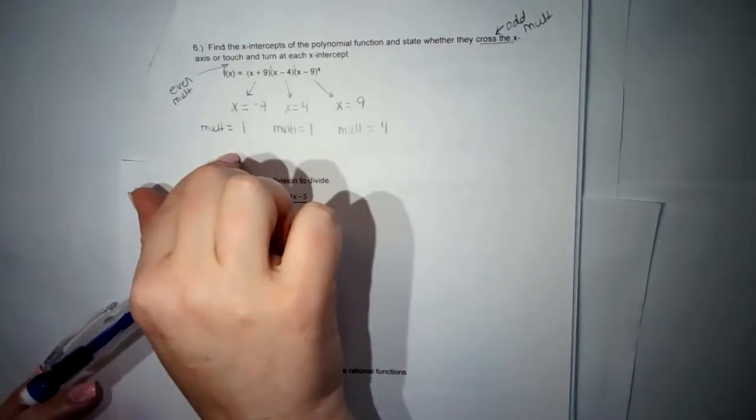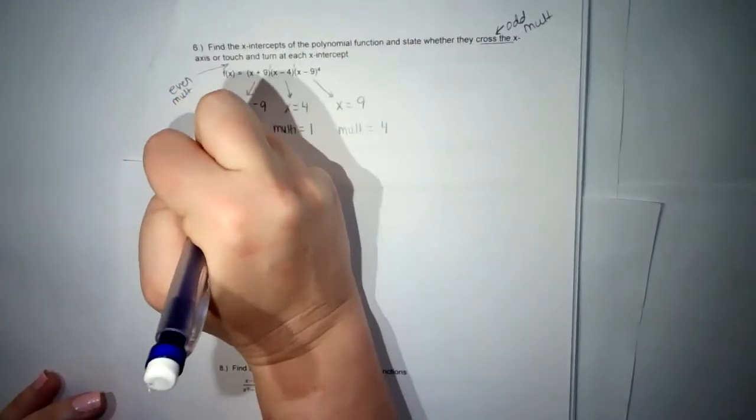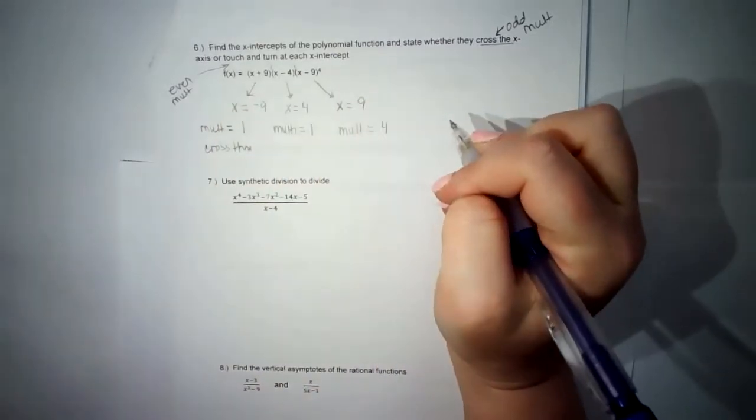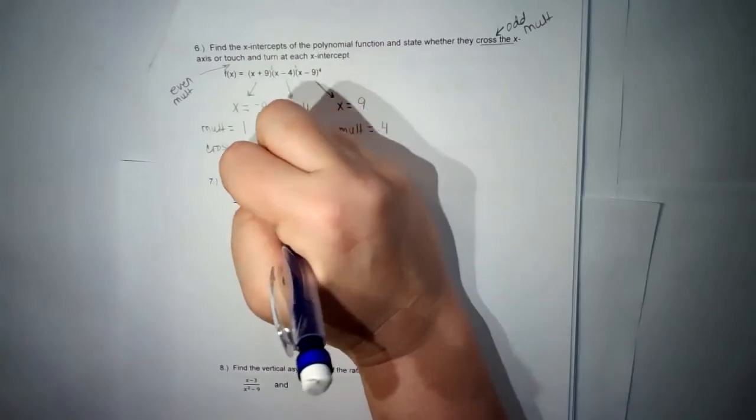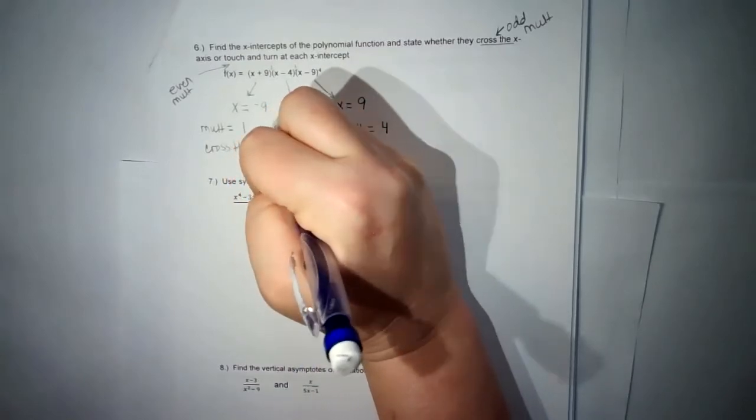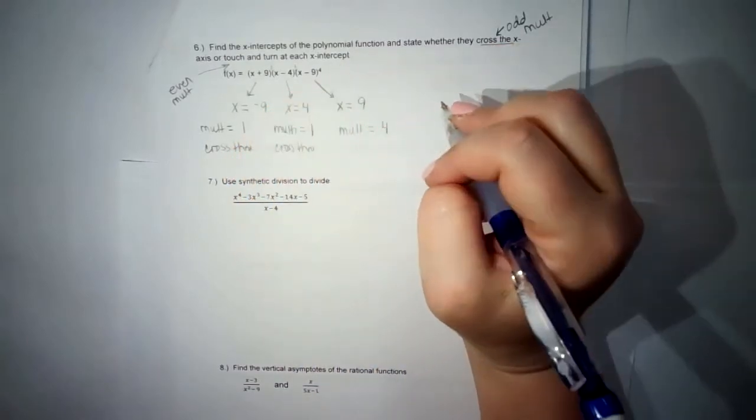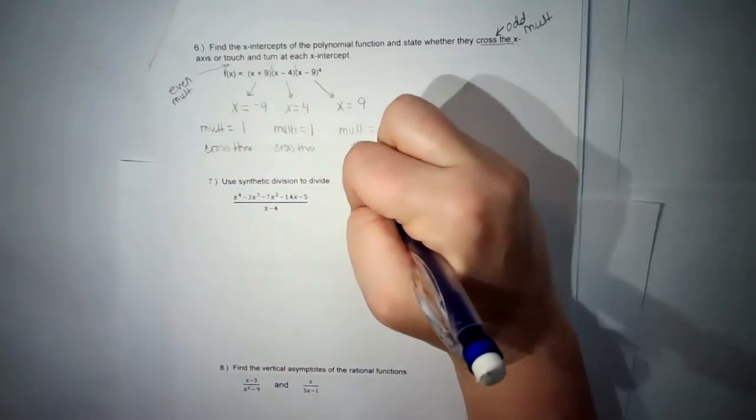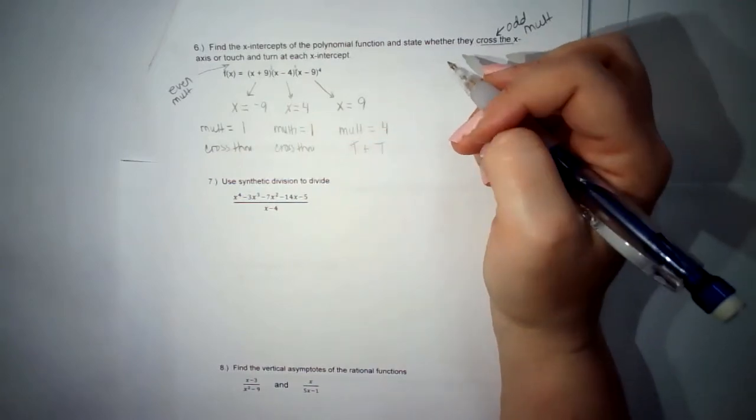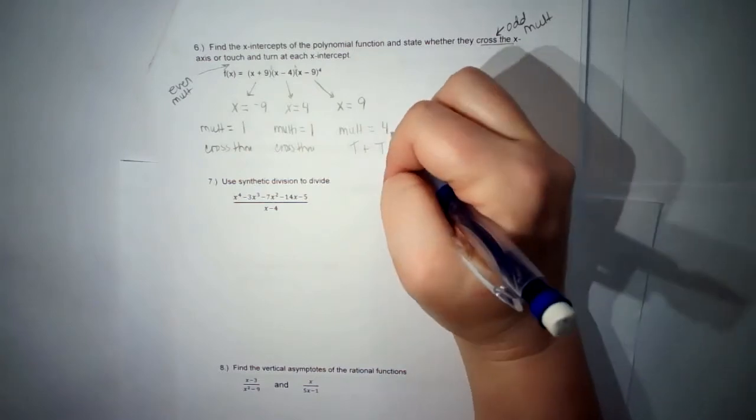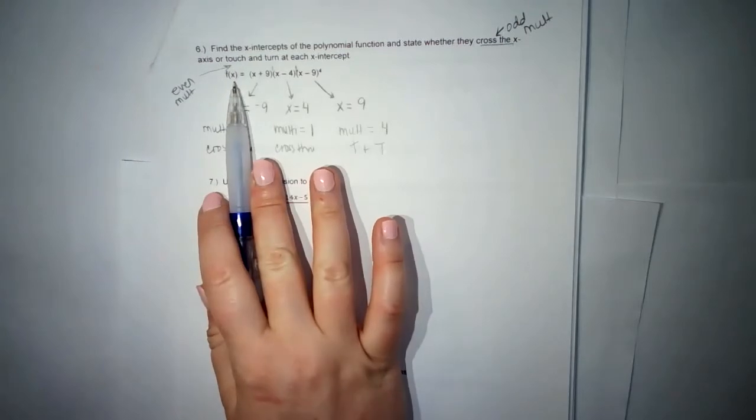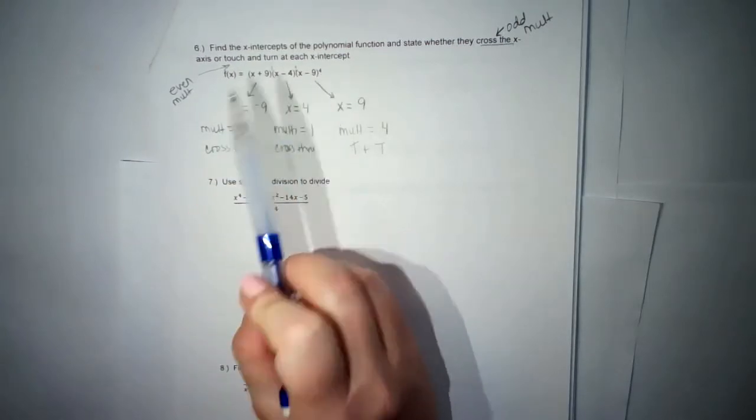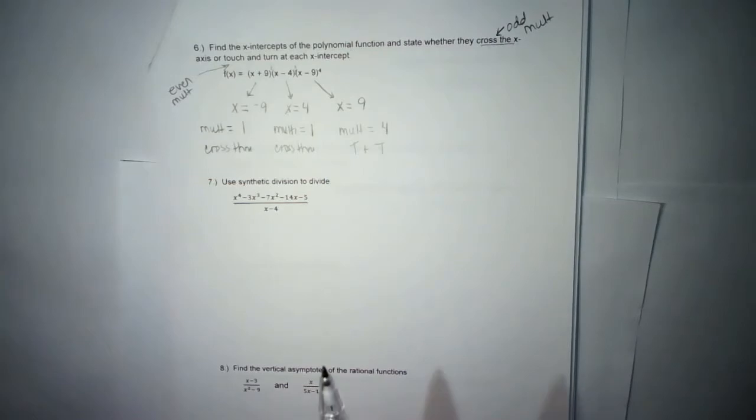So what's going to happen at -9? It crosses through, right? Because 1 is an odd number. We're looking at multiplicities. What about at 4? Cross. 1 is an odd number. What's going to happen at 9? Touch and turn, because its multiplicity is even. It's a 4. So odd multiplicities cross through, even multiplicities touch and turn. Your multiplicities are just the exponents. That's it. Is that okay?